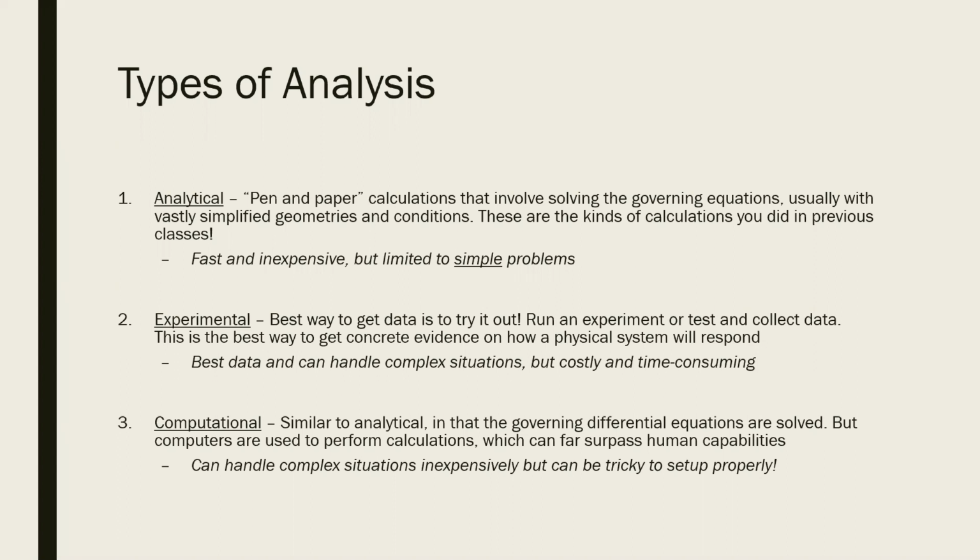And so the advantage of experimental is that any data that you get from an experiment or any kind of physical test is always going to be the gold standard, because it actually happened, right? So there's no arguing whether this will happen or not, because it actually did, right? And the nice thing is that with experiments, if you set it up right, you can handle basically any kind of complex situation that you can think of, right?